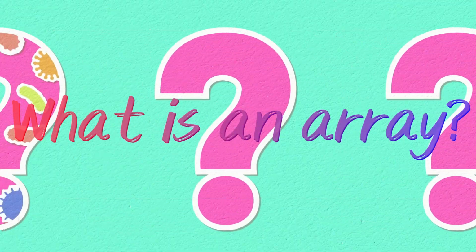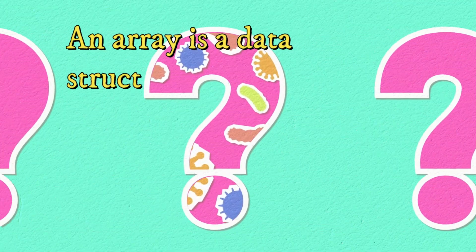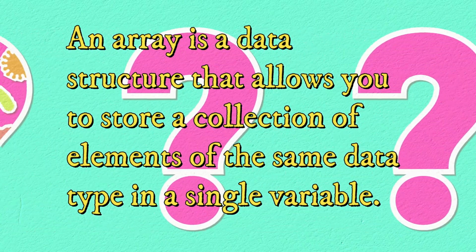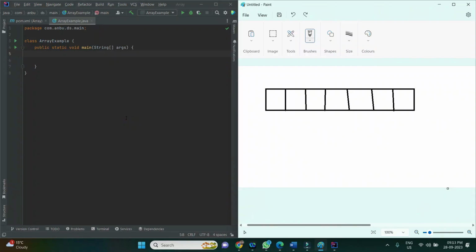Before we go into the video, let's understand what an array is. It's a data structure that allows you to store a collection of elements of the same data type in a single variable. So let's say I want to create an integer array. We can store all integer values in the memory block.